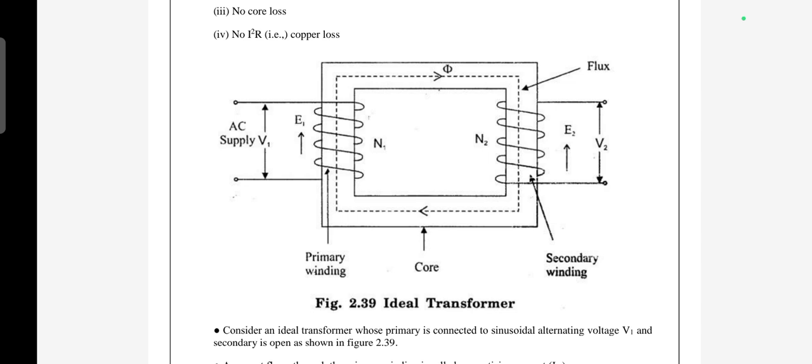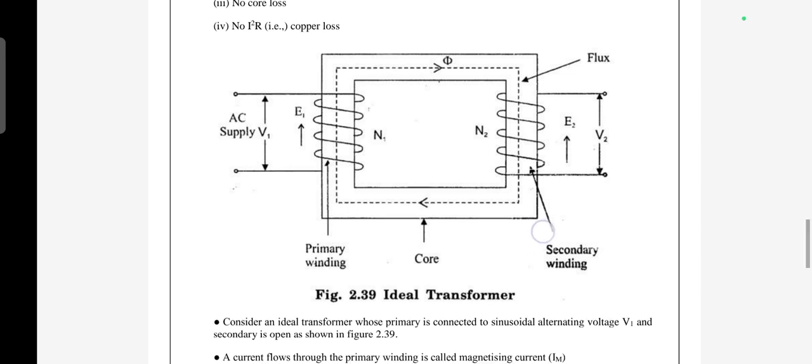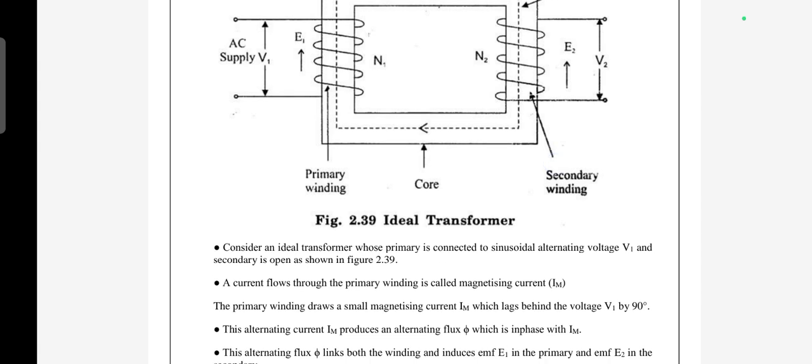In an ideal transformer, there are no core losses and no leakages. Consider an ideal transformer whose primary is connected to the sinusoidal alternating voltage V1 and whose secondary is open, because a normal transformer has a load, but in the ideal transformer there is no load. The secondary winding is just open circuited.